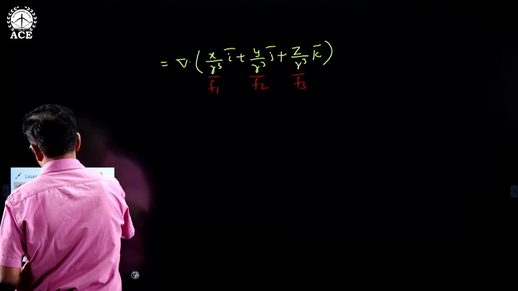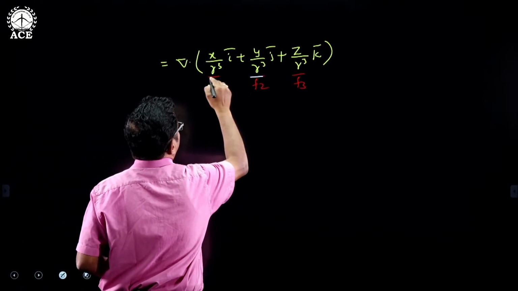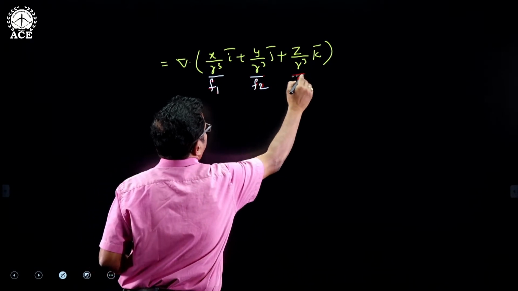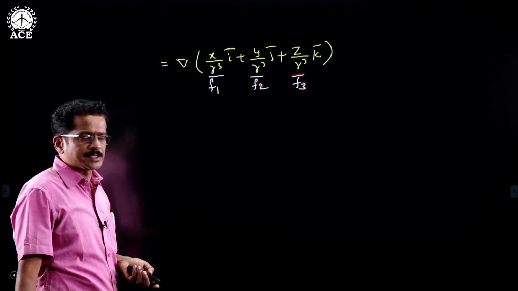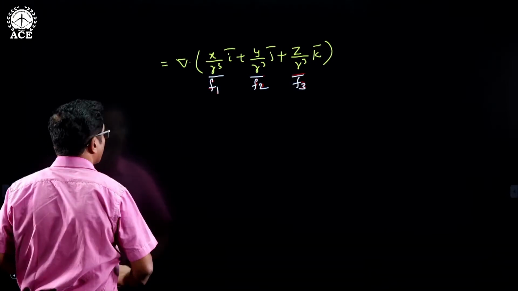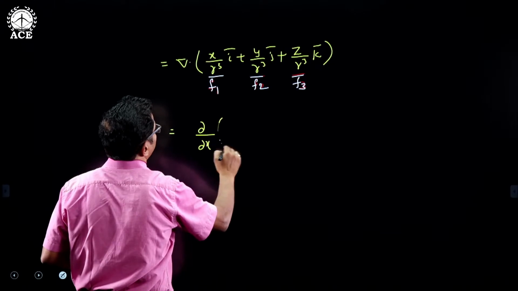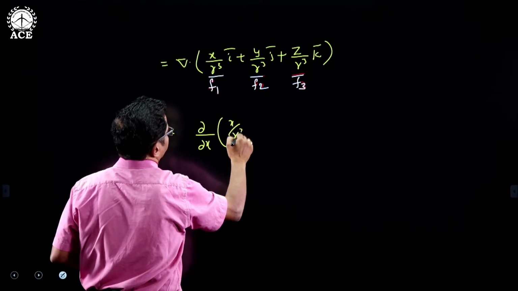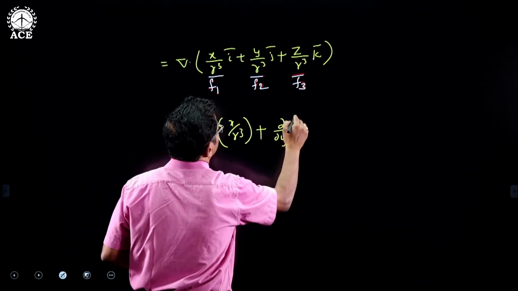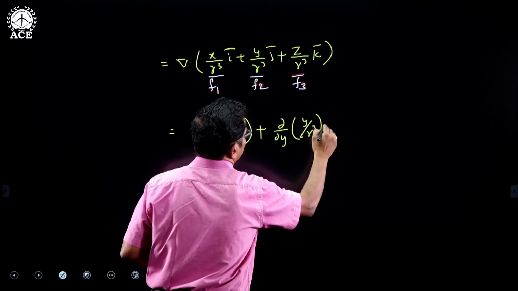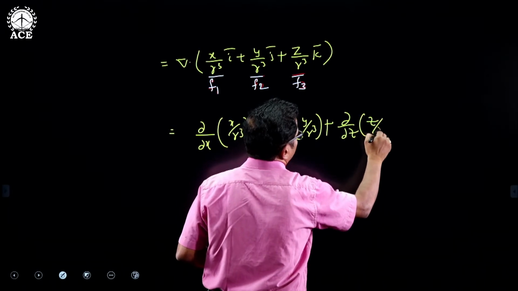Okay, so you take f1, f2 and f3, you assume. So del dot is nothing but divergence. Therefore which is equals to dou f1 by dou x, means x by r cube, plus dou by dou y of f2, means y by r cube, plus dou by dou z of z by r cube.